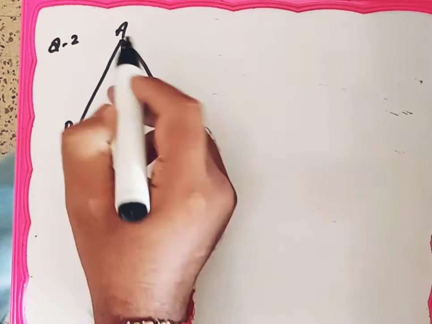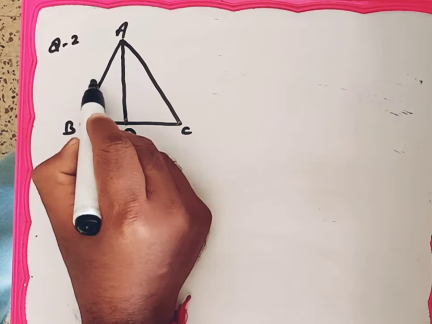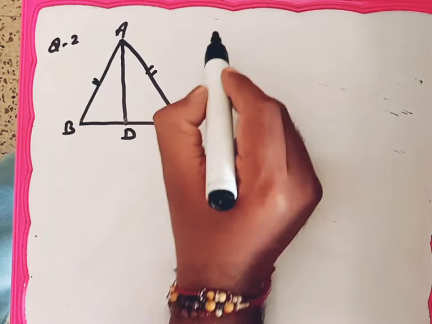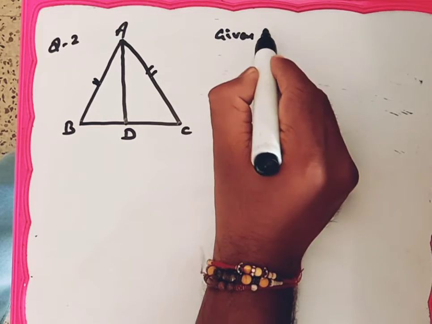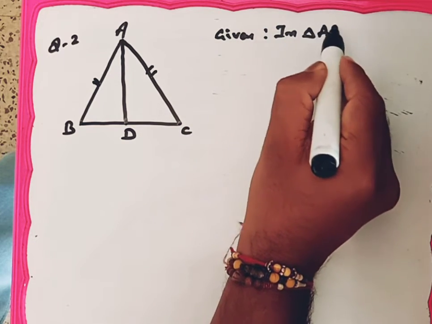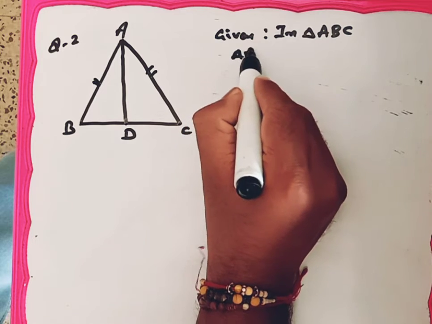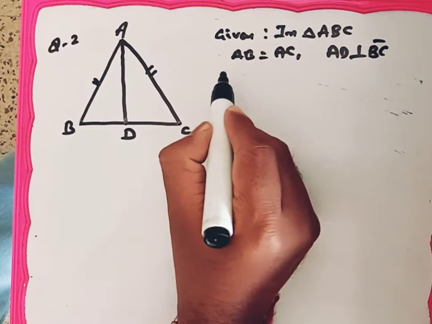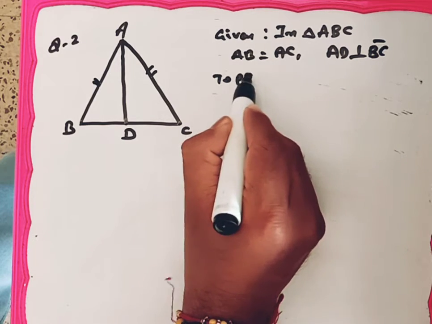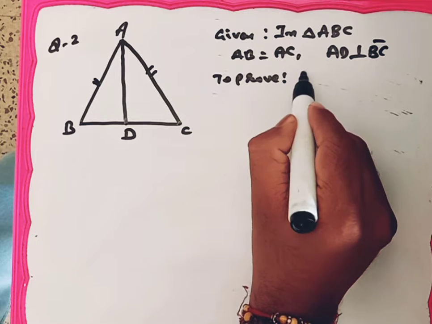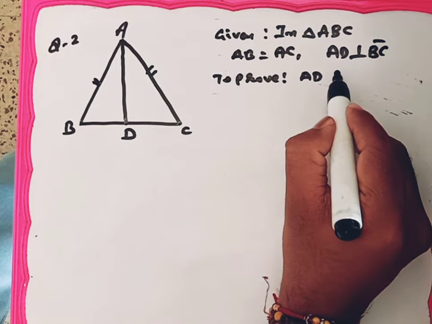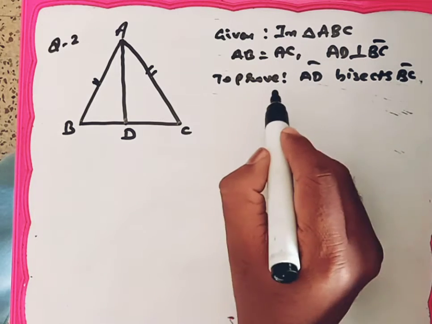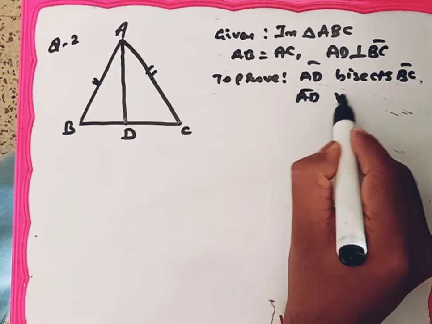Question 2: we have triangle ABC is an isosceles triangle, meaning AB equals AC, and AD perpendicular to BC. So the given information is in triangle ABC, AB equals AC and AD perpendicular to BC. Then we have to prove AD bisects BC, and AD bisects angle A.